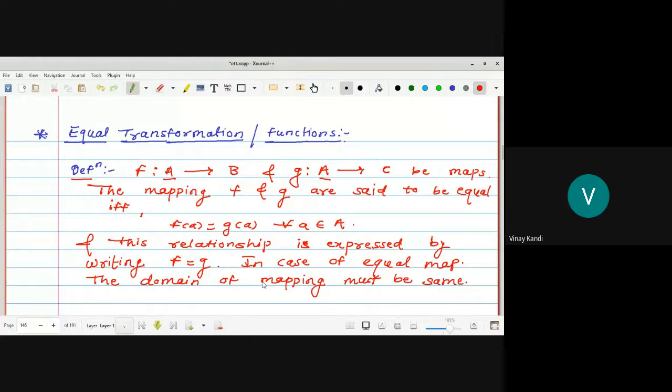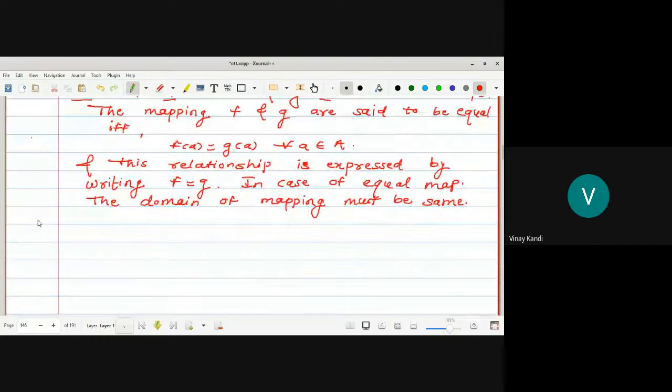Any doubt up to here? Equal transformation. Now, the next definition is inverse map. What is the meaning of inverse mapping?